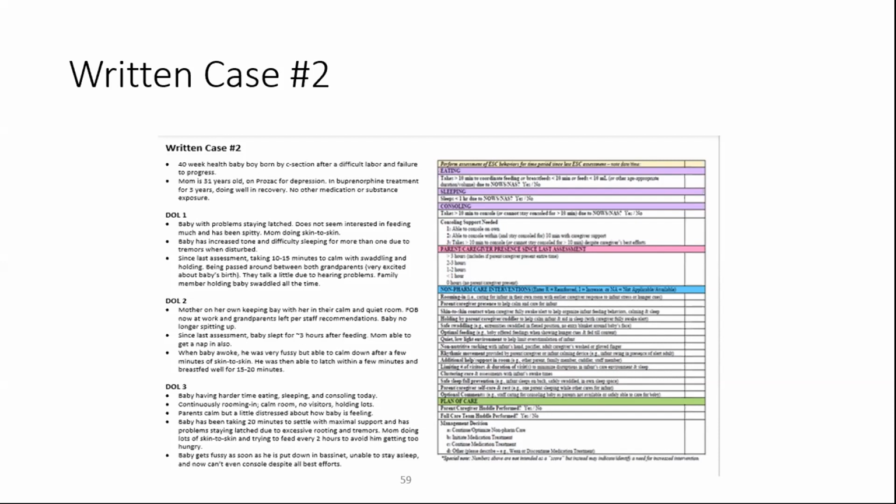So that's day 1. On day 2, so on day 1, really, baby's actually doing fairly well. He's had some increased tone and difficulty sleeping, but you also have a very loud room.